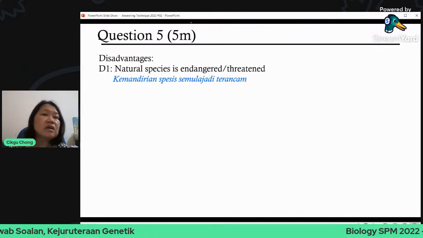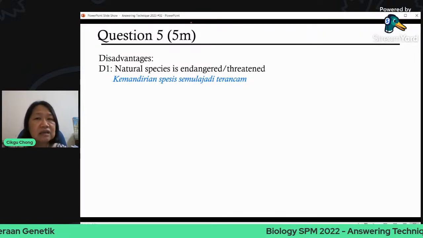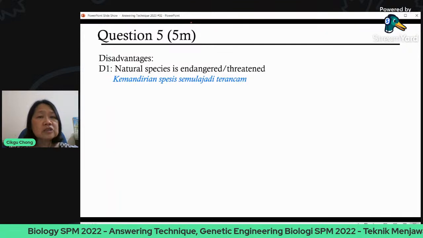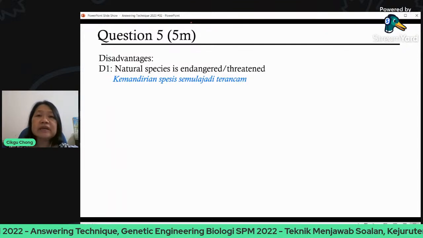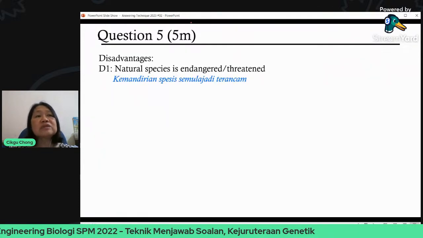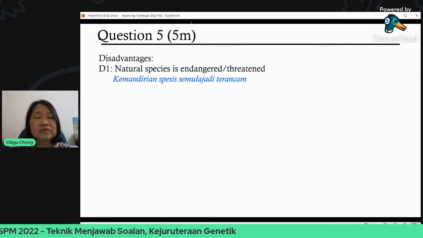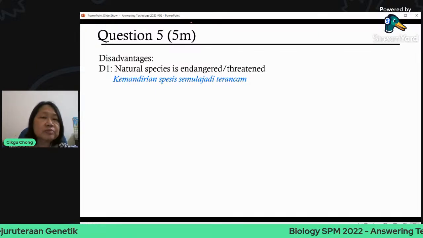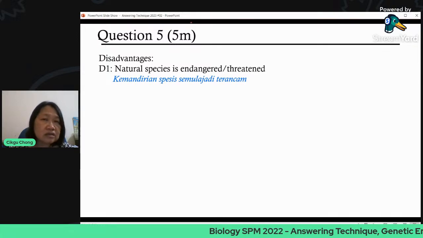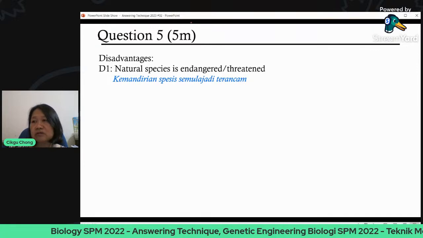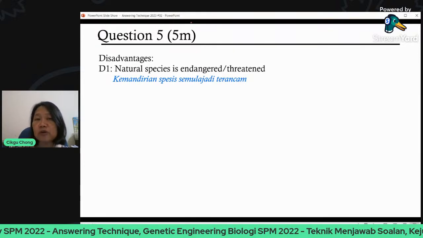The original breed, dia tak akan dapat bersaing dengan GMO yang ini. The GMO will be better quality. The original one will not be able to compete. So in the end, probably they will become extinct because nobody wants to plant this anymore. Okay, because it is, of course, not good lah, right? It's so small, it's not sweet, nobody wants. So your natural species will be endangered at one time, maybe another 10, 20, 30, 40 years later, you might not even get the natural one already. You get all these big, big ones that you have genetically modified.